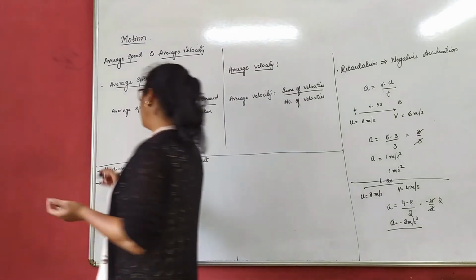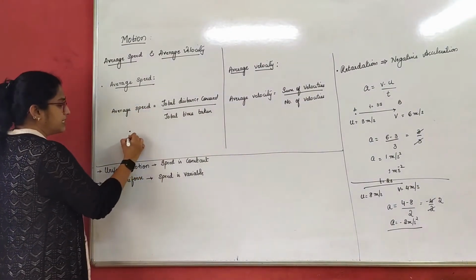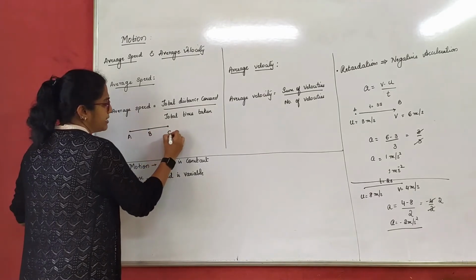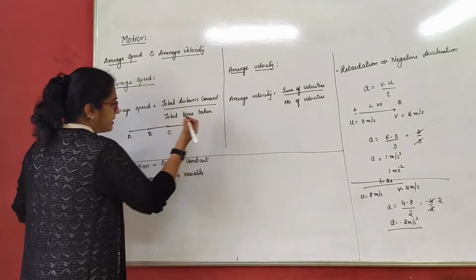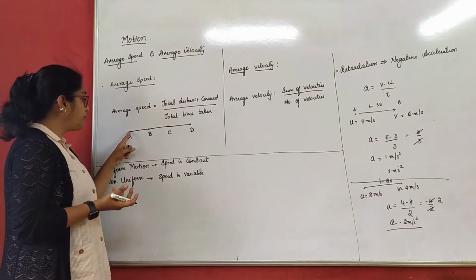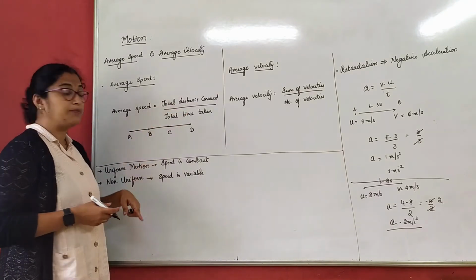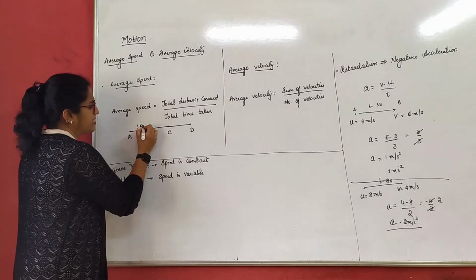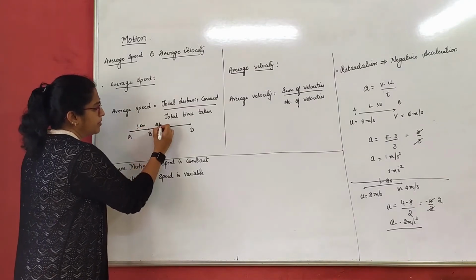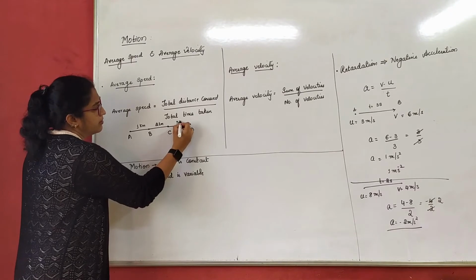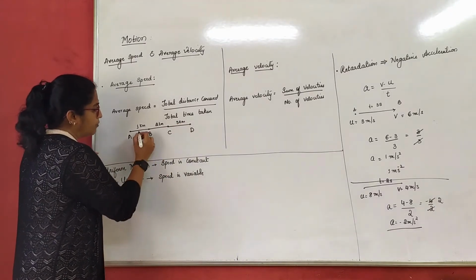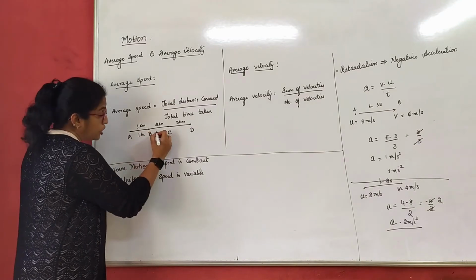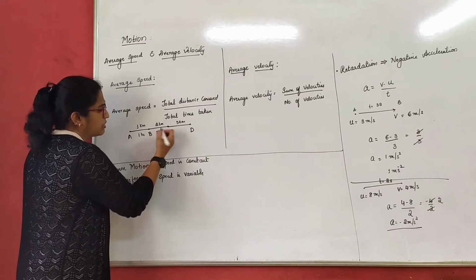So let's assume this is point A, point B is the second point, point C is the third, and point D is the fourth. I have to move from A to B, B to C, C to D. From A to B I covered, say, 1 kilometer, 2 kilometer, 3 kilometer. Here I took, for example, 1 hour. Then here I took 3 hours, assume that.